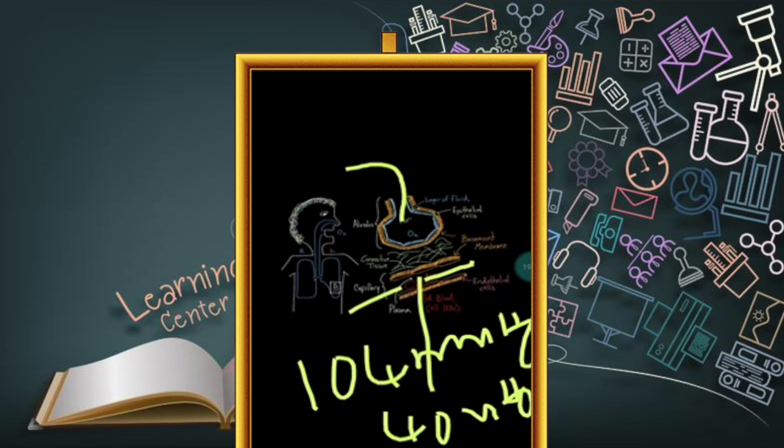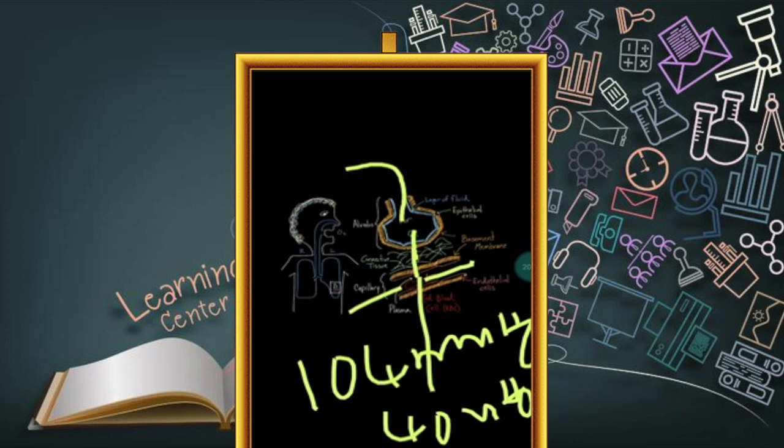So you already know the diffusion process. What is the meaning of diffusion? High concentration to low concentration. The high concentration is in the alveolar chamber. So the oxygen from the alveoli enters through the basement membrane and the endothelial cells, and connects into the RBC cells.